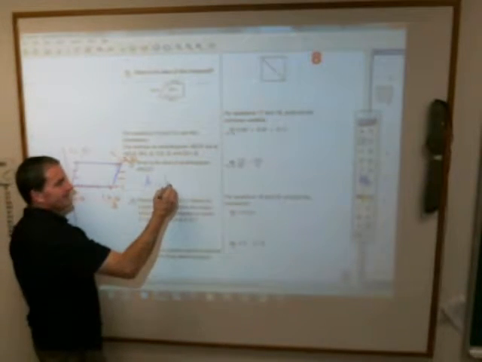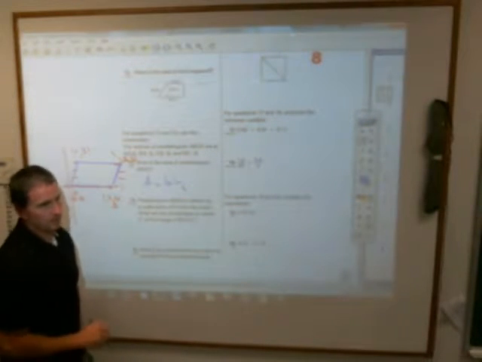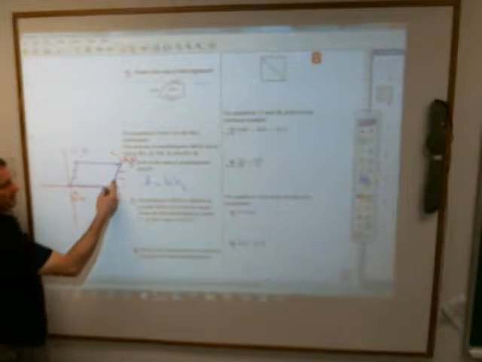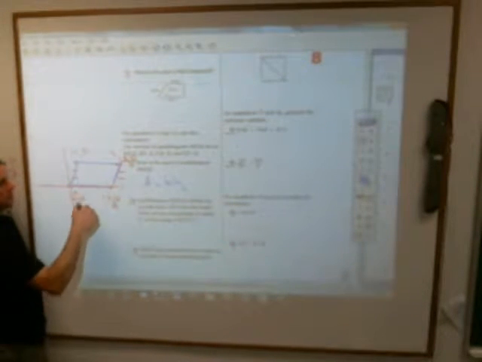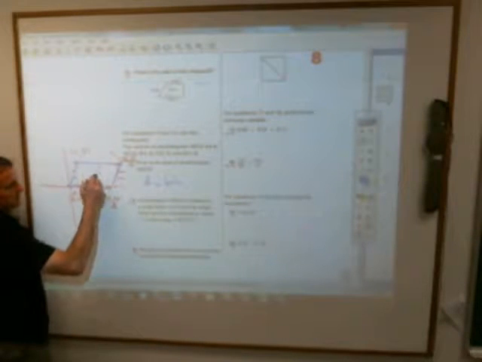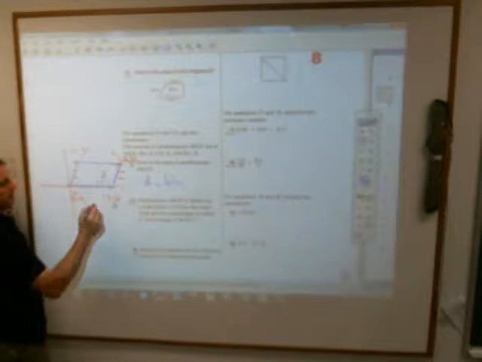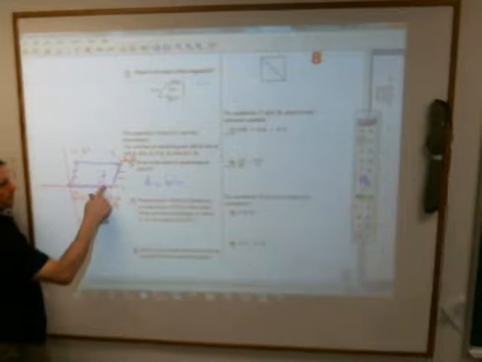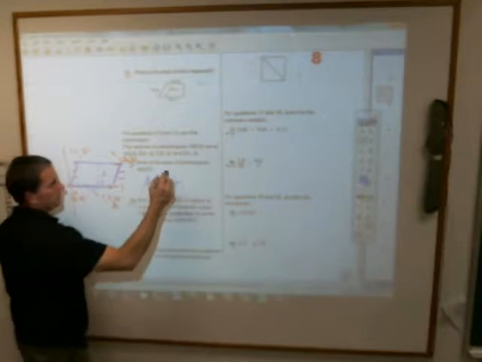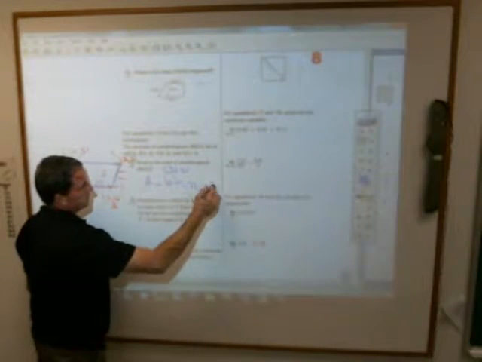Area is base times height. They have to be perpendicular lines. You're not going to multiply this by this slanty thing. You need to just come up with how here can be your base and this can be your height. How tall is it from there to there? 1, 2, 3. What's the base? 1, 2, 3, 4. So 3 times 4, 12 units squared.